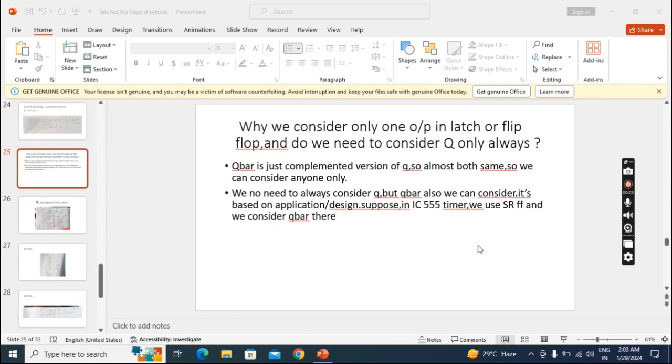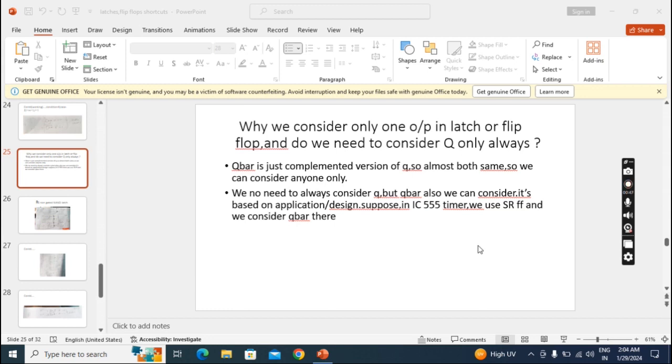In this lecture, you will see why we consider only one output in a latch or flip-flop. We know there are two outputs for a latch or flip-flop, Q and Q bar. Of course, we can name them other names also. But out of Q and Q bar, we mostly consider Q. So why do we consider only one output? Out of two outputs, why one? And why Q only? Why not Q bar? Or do we need to consider only Q always? That also we'll discuss.